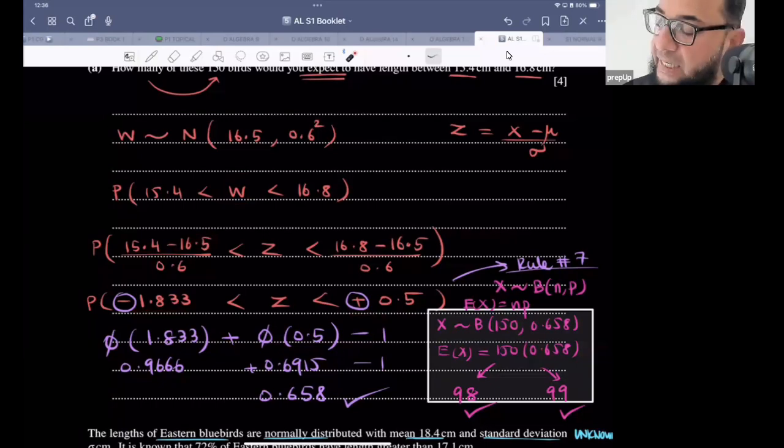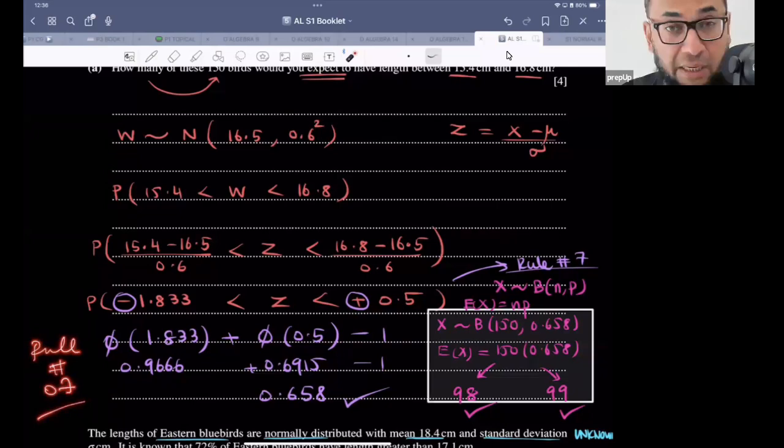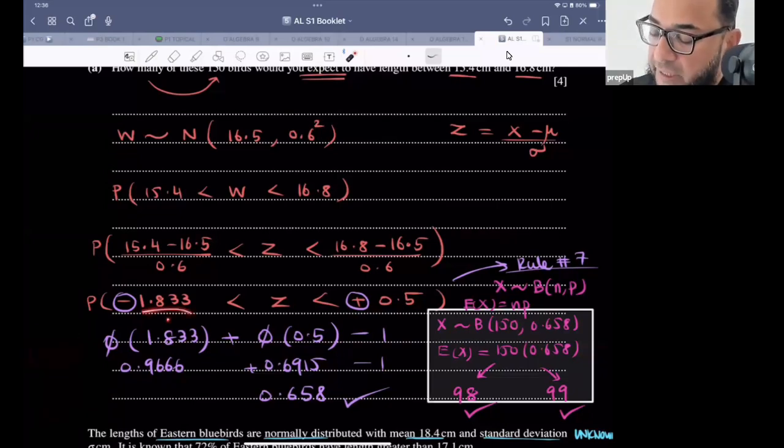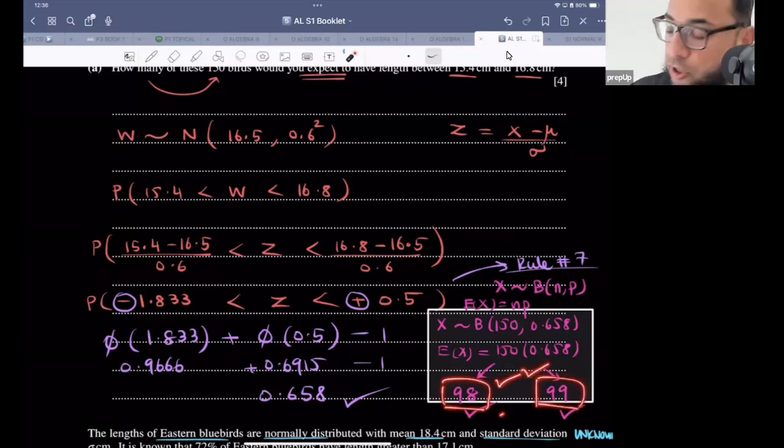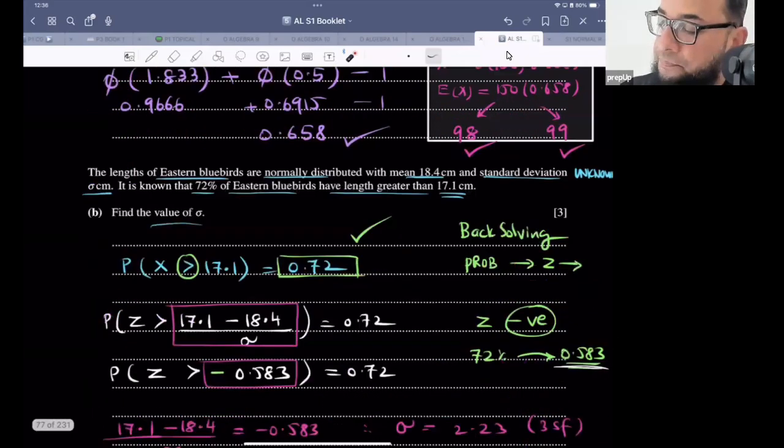One z value is negative, one z value is positive. This is rule number 7 according to our numbering. Read the table for this value, that's the probability. Read the table for this value and then subtract 1. This is the answer. Now, over here, X follows a binomial distribution n, p. Expectation of X is np. This is the probability, that's the value of n. We get the answer, that is 98 point something. Our choice, round it down, round it up. Again, we are talking about birds. It has to be an integer.